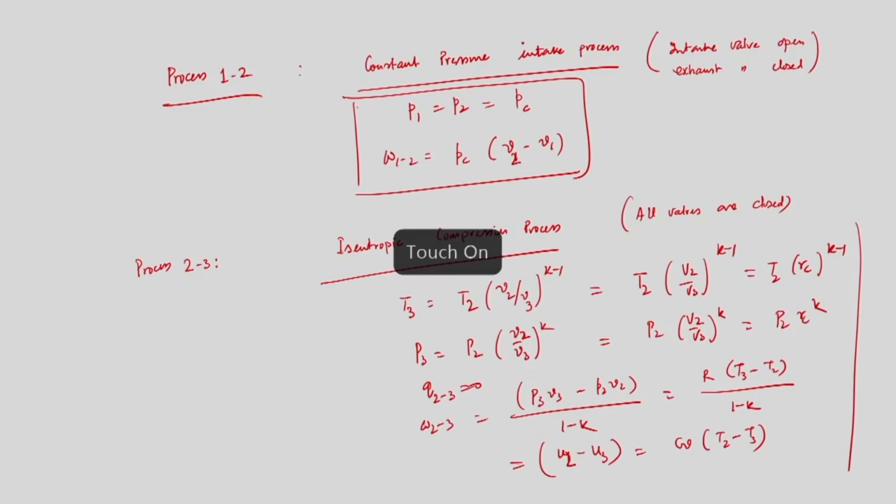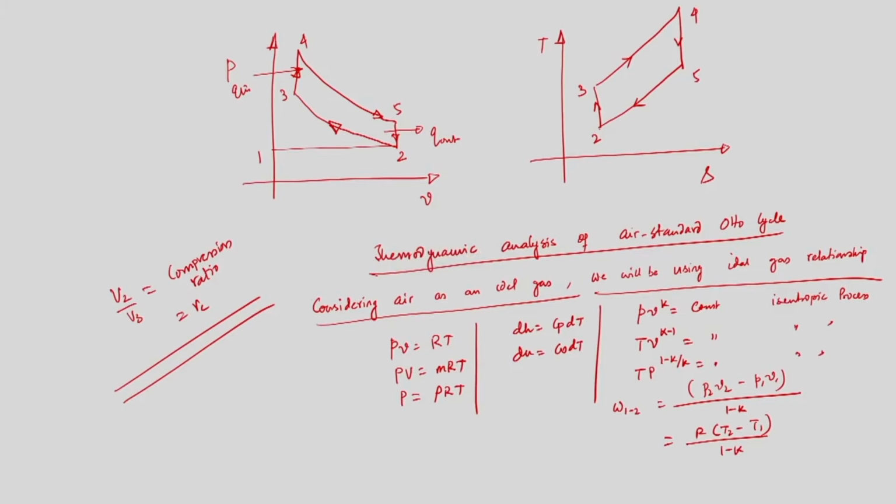Next is process 3 to 4, and that process is constant pressure heat addition that mimics the combustion process. Constant pressure heat addition, that is combustion, and again all valves are closed.